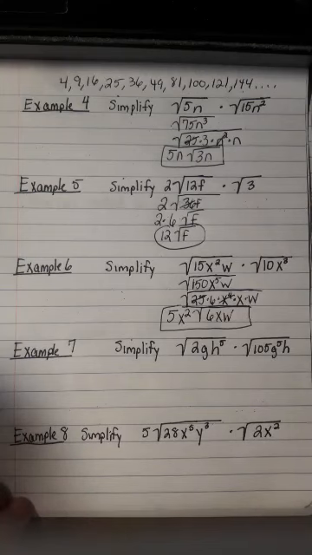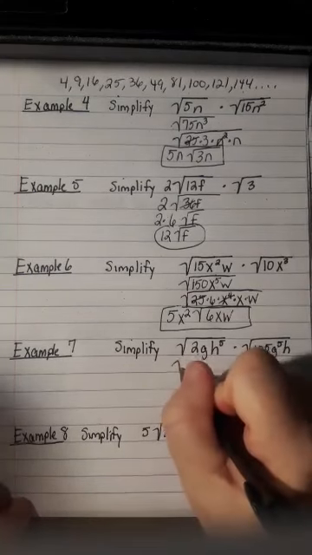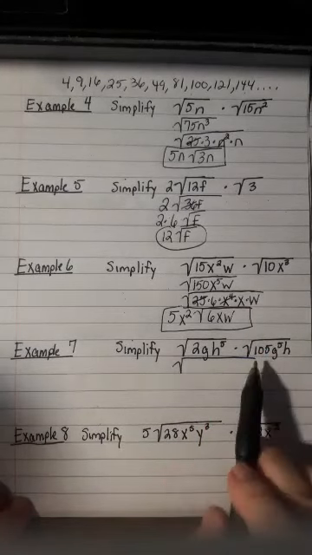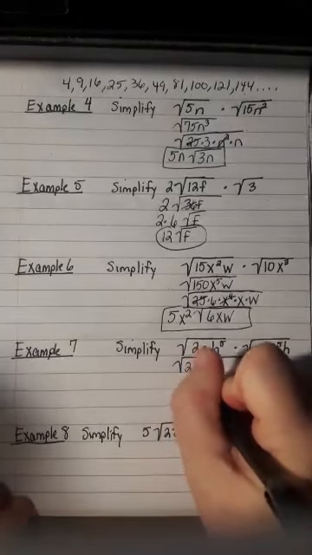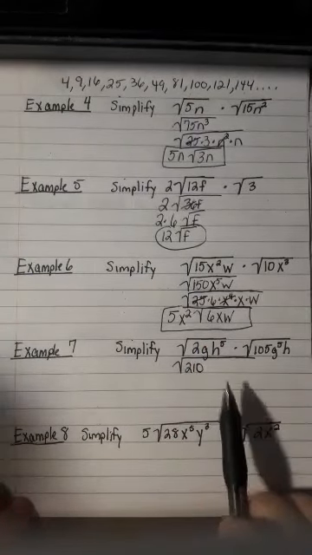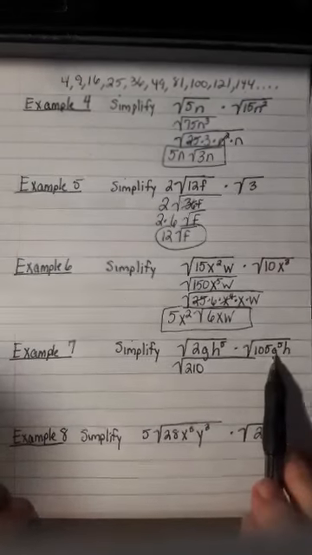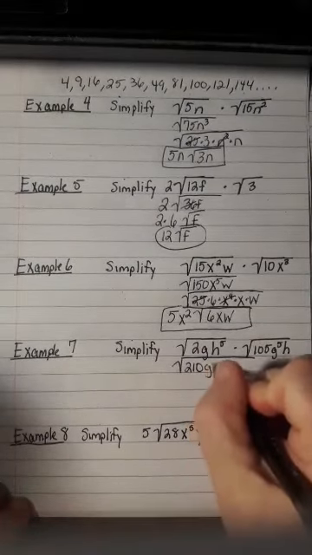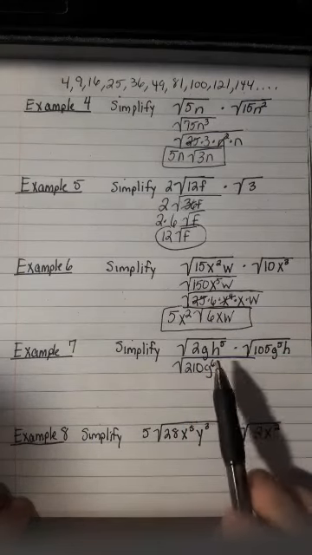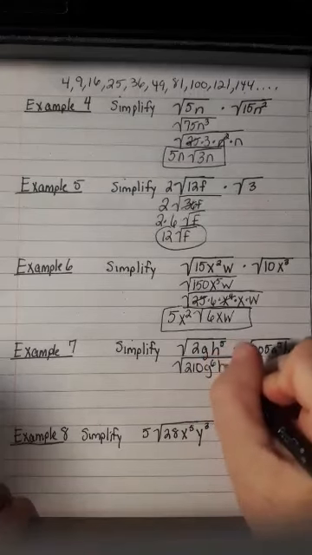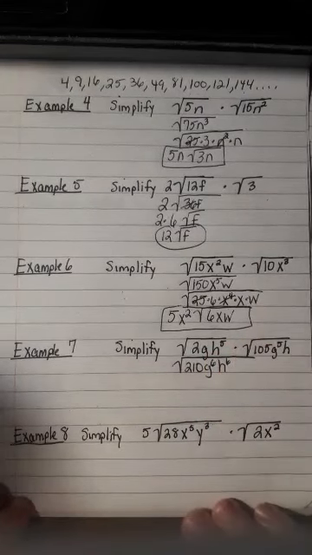So I'm going to multiply 2 times 105. Write all this under your square root. 2 times 105 is 210. And then we have this g times g to the 5th. Remember, you add the exponents and get g to the 6th. H to the 5th times h is h to the 6th. And now we have to simplify that.